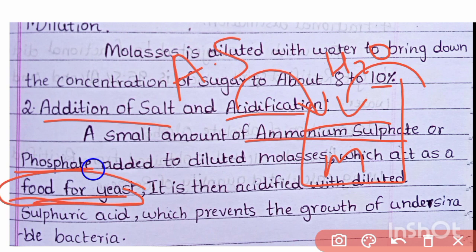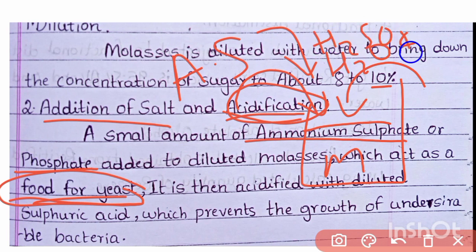Then the second part is acidification. Acidification means we are adding acid. Here we are adding dilute sulfuric acid, which will prevent the growth of undesirable bacteria.